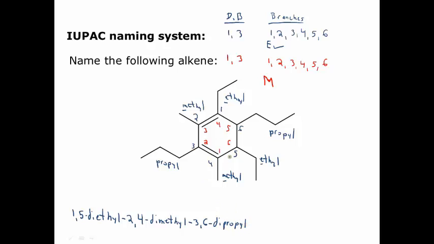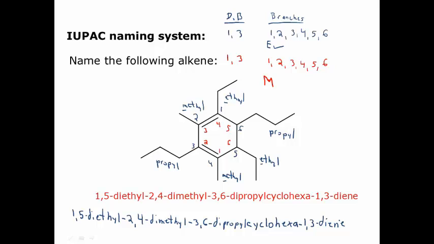Now it's time to name the ring structure. Because it's a ring, it's cyclo, it's 6, so it's hex. It's got multiple double bonds, so I bring in the A, and those double bonds are positioned at carbon 1 and 3. 2 double bonds, so a Greek multiplier for the double bond, and then the suffix for the double bond is -ene. 1,5-diethyl, 2,4-dimethyl, 3,6-dipropyl, cyclohexa-1,3-diene. That is by far the hardest question that I can come up with for alkenes.